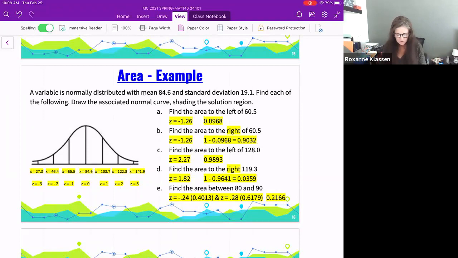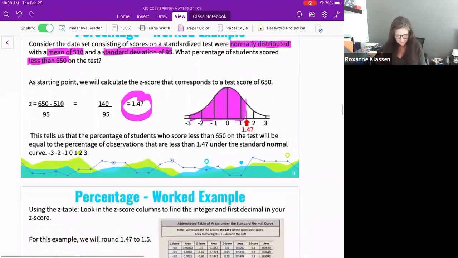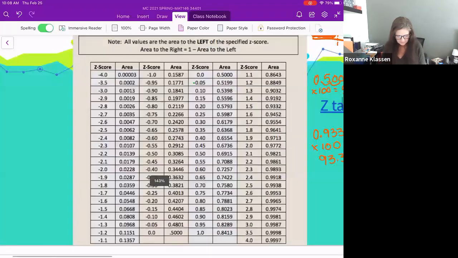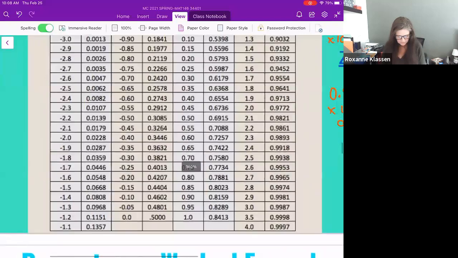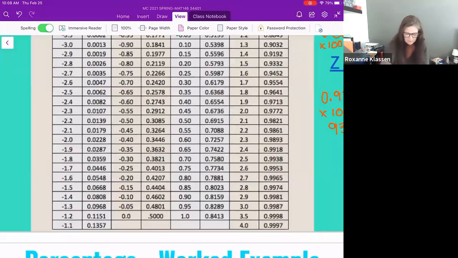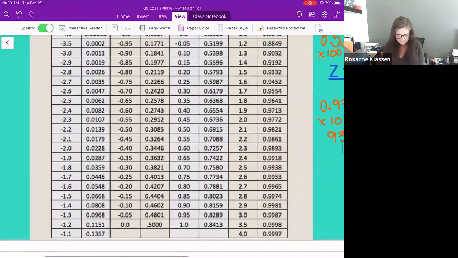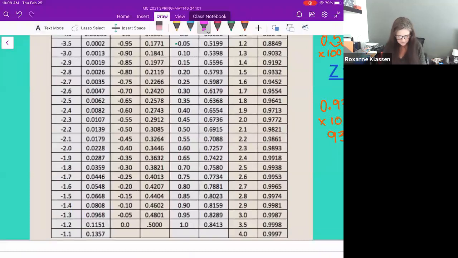So I just want to show you something about A and B together on the table. So remember A, we looked at negative 1.26. So we looked at this -3 right here. We looked at this value right here. Is that what we looked at? Did I dream that?